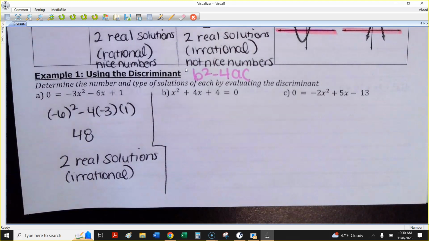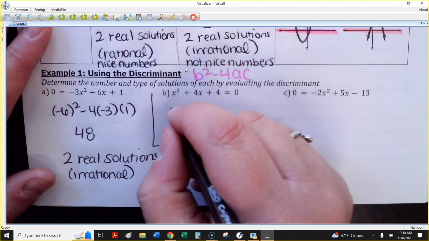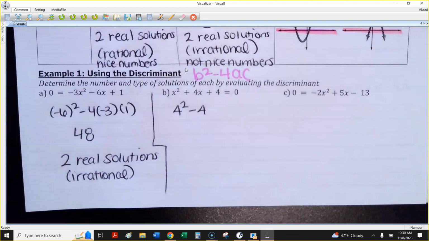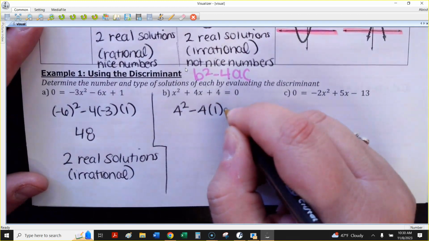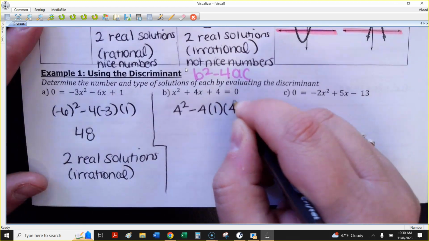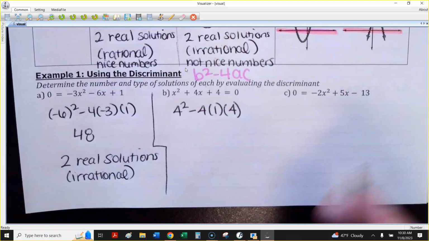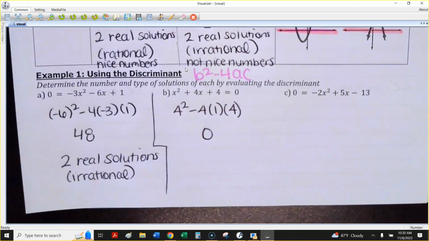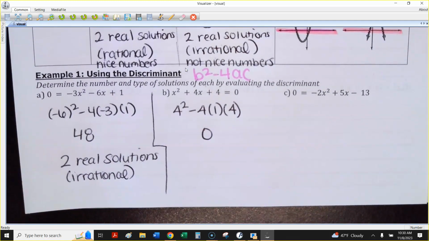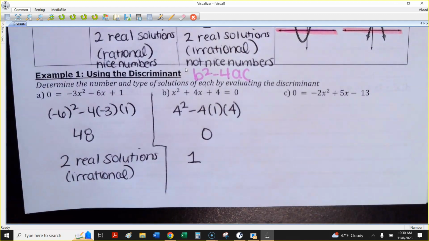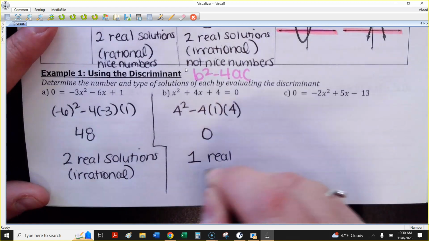If I do the one next to this, my b squared, I'm going to do 4 squared minus 4 times the a value, which would be 1, and the c value would also be 4. And if you do that, you're going to get 16 minus 16, so this is 0. If you get 0 under the square root, that's not the answer, that's just going to tell you how many answers. So this would be the situation where the vertex is going to touch the x-axis. This would be one real solution.